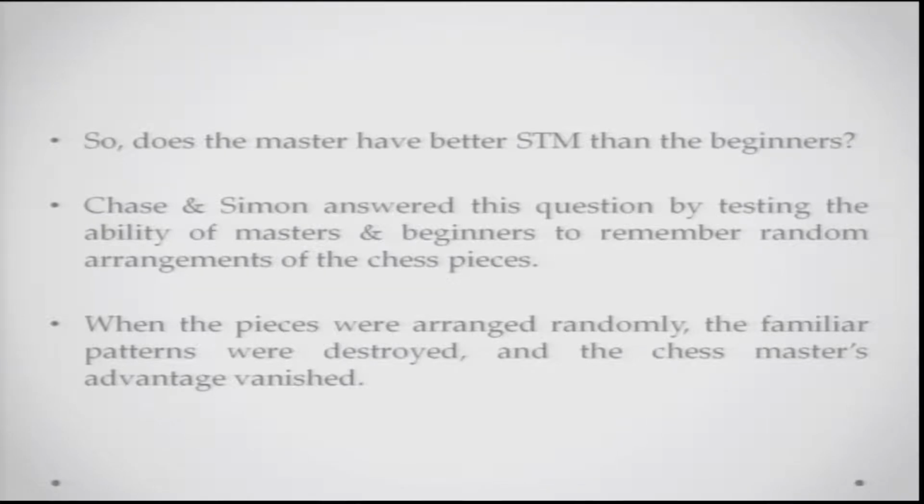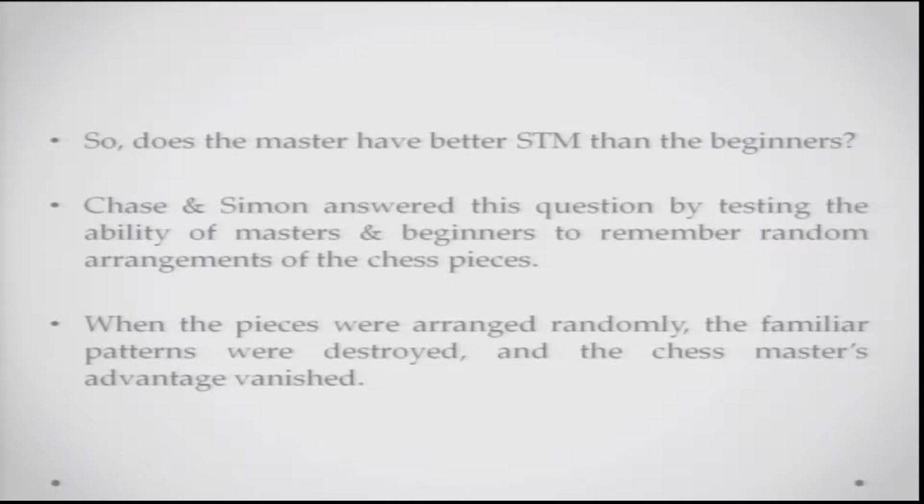When the pieces were arranged randomly, the familiar patterns were destroyed and the chess master's advantage completely vanished. So, it was not that his short term memory was better, it was that he knew those familiar positions from obviously a lot of practice and skill that is acquired over 10,000 hours of chess training, and that was what was helping him organize those positions better. There were names of those positions that he could have used to organize that.